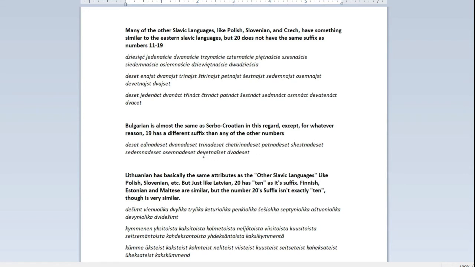And then, for whatever reason, all of these end with deset, and this one is just devetnaiset? Like, what? I don't know why for 19 they were like, nah, we're not going to do deset, we're just going to have a N-A-I with a thing above it, S-E-T. Like, what? But yeah, that's how they decided to do it. Weird.